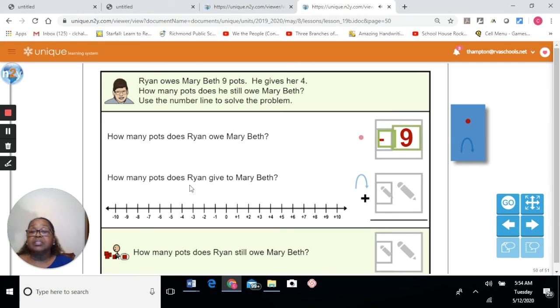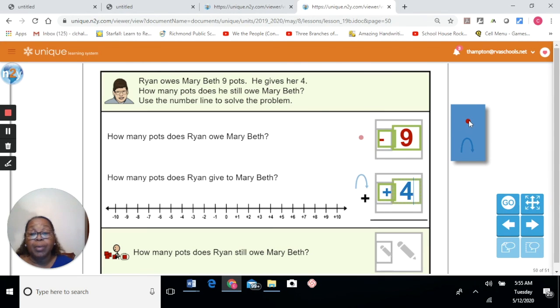Okay. How many pots does Ryan give Mary Beth? He owes her a -9, but he gives her, that means she has. So he gives her, that would be a positive. How many? A +4. All right. How many pots did Ryan owe Mary Beth? He owes her 9. That would be a -9. How many pots does Ryan give Mary Beth? Something that she has, he gave it to her. That would be a +4.